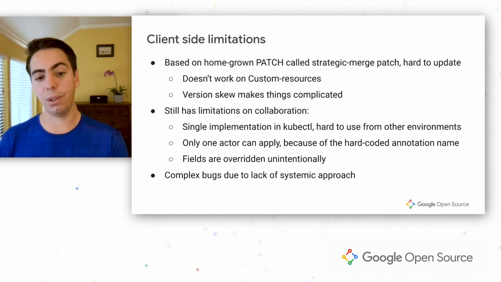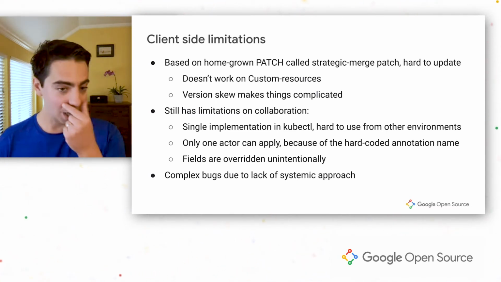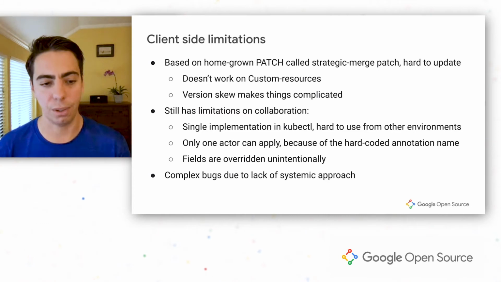And anytime you apply, you're going to overwrite my change. And we're going to keep fighting like this in a way that is sometimes hard to detect. And sometimes, even if it's easy to detect, you might detect it because you've broken your cluster. So the fields being overridden unintentionally is definitely a big problem for collaboration.